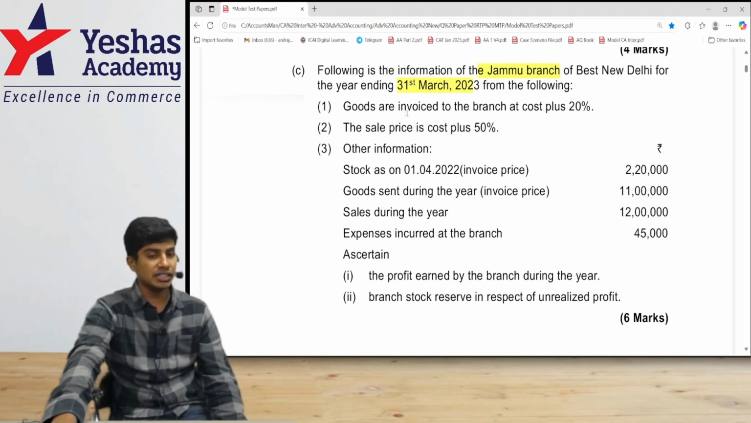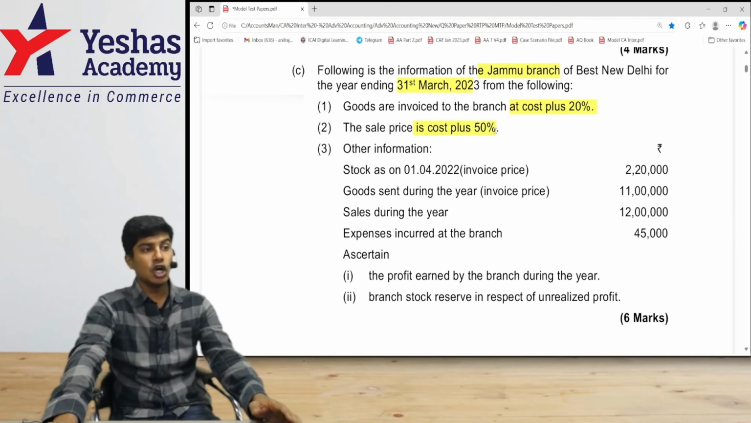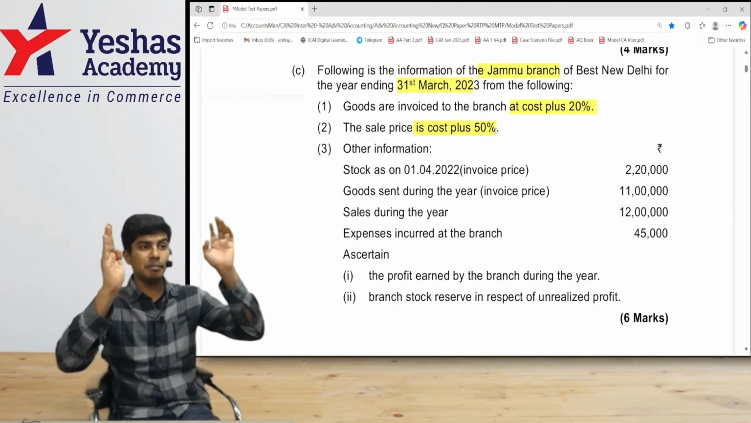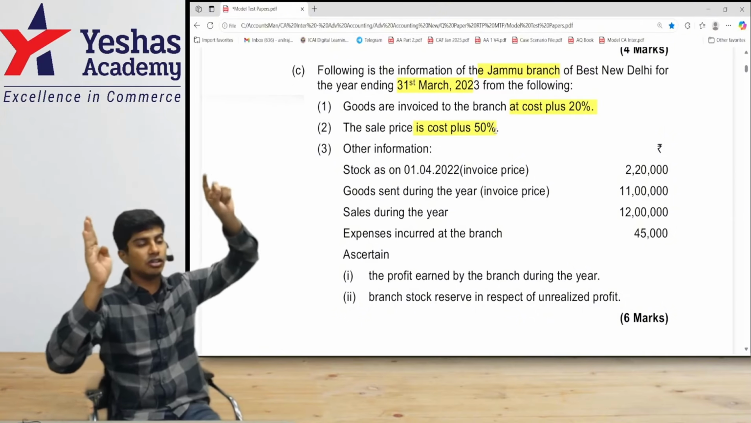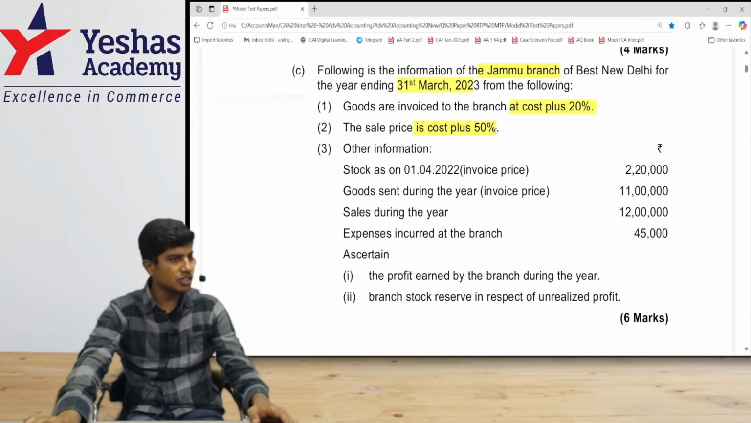Branch goods are invoiced to the branch at cost plus 20%. Meaning, if the cost is 100, invoice price is 120. Sale price is cost plus 50%. Cost is 100, invoice price is 120, selling price is 150. Not 50% on 120, but 50% on cost. So this is very crucial.